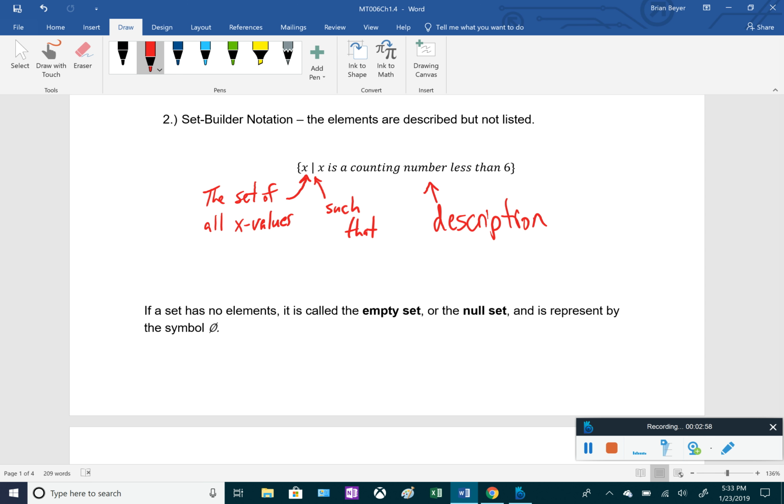Not every set has elements in it. Sometimes sets can have absolutely nothing in it. That's different from having the element 0 in it. If a set has no elements, it's called the empty set or the null set, and it's represented by this symbol right here. It looks like a circle with a slash through it. Another way it gets represented, which in my opinion doesn't look as nice, is squiggly brackets, the braces, with just nothing in it, completely blank.